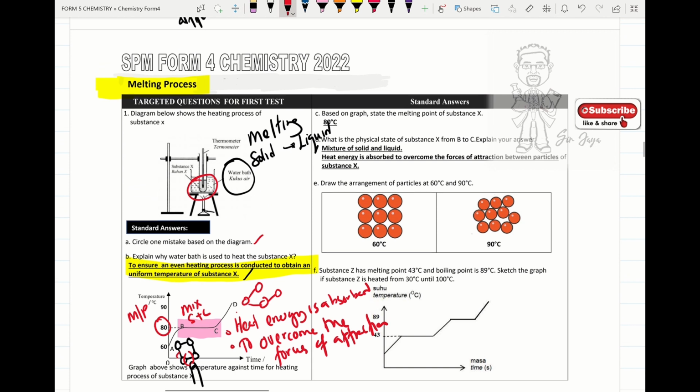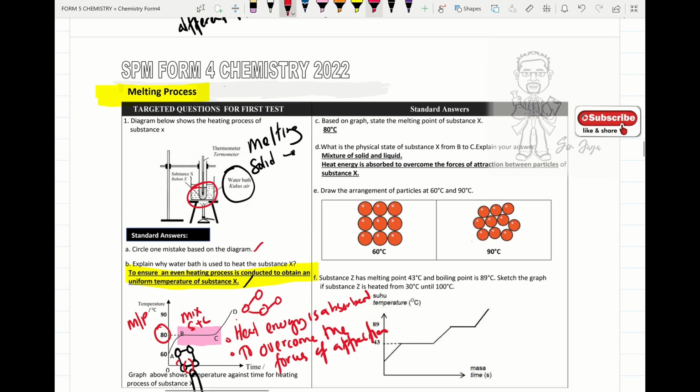All right, so we try to answer this question. Based on the graph given in the question, state the melting point of substance X, which will be 80 degrees Celsius. What is the physical state of substance X from B to C? It is a mixture of solid and liquid. Why does the temperature remain unchanged? Because the heat energy is absorbed to overcome the forces of attraction between the particles of substance X.